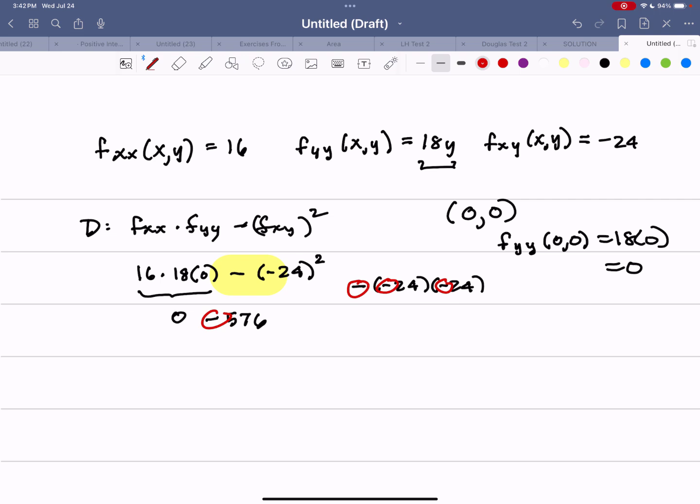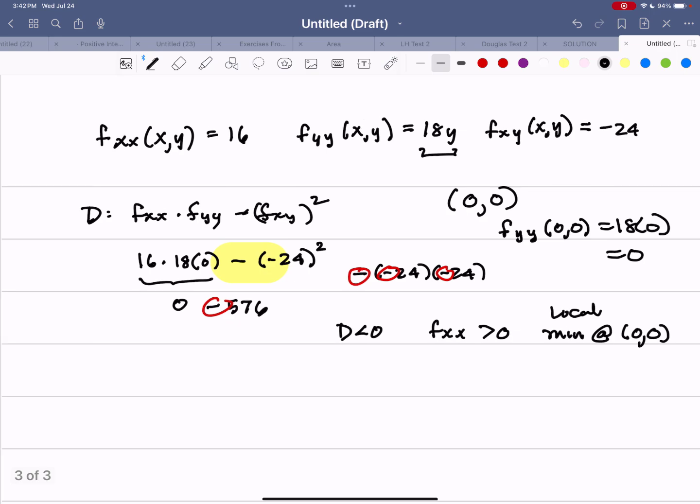So when D is less than 0 and f_xx is greater than 0, you have a minimum. So this is a local minimum at (0,0). Now they don't ask us to actually go in and evaluate it, like go in and put (0,0) into the function and find the actual value of the local min. They don't ask for that. They could, and we would just substitute it back into the original function.